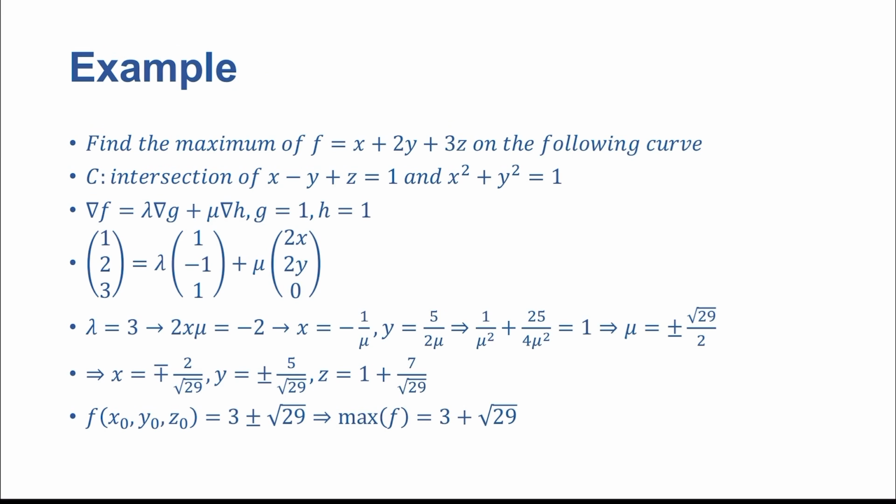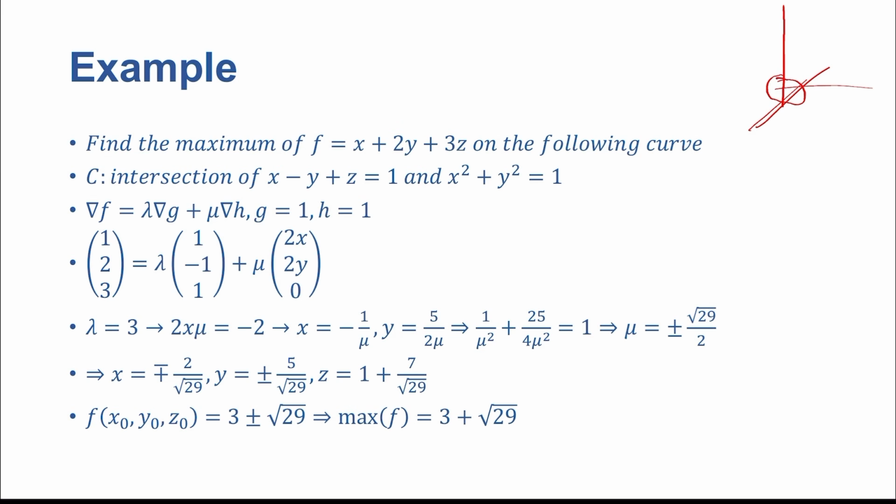Find the maximum of f of x, y, and z equals x plus 2y plus 3z on the following curve. The curve is defined by the intersection of the plane x minus y plus z equals 1 and the unit cylinder, x squared plus y squared equals 1. Now what's this going to look like? I'm not entirely sure what the plane looks like. I could have graphed this, but we don't need it really. Anyways, we've got the unit cylinder, and the unit cylinder makes something like that on the plane.